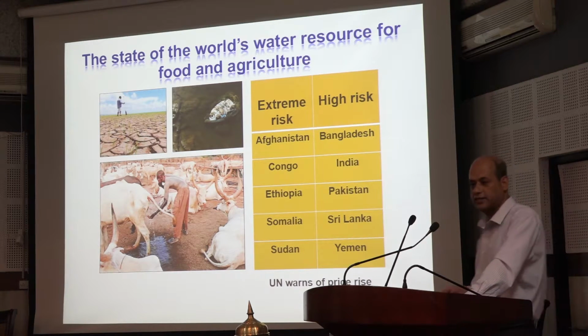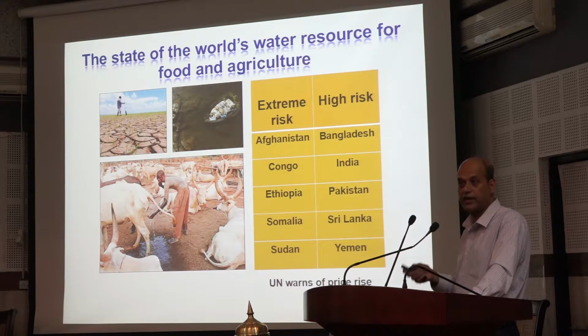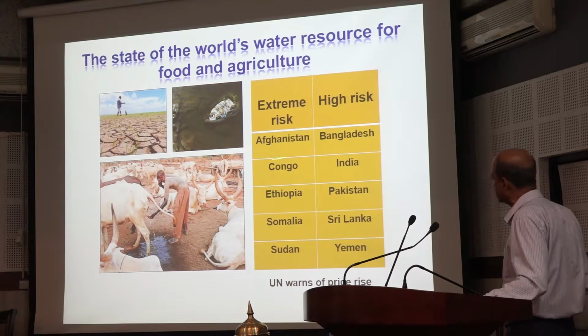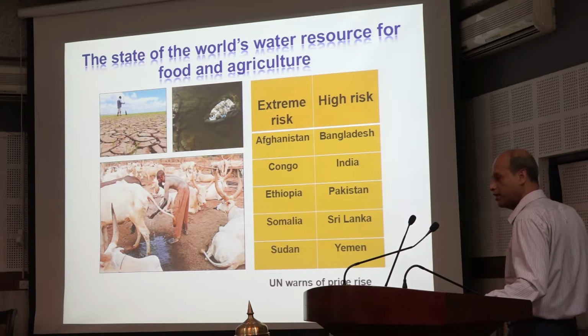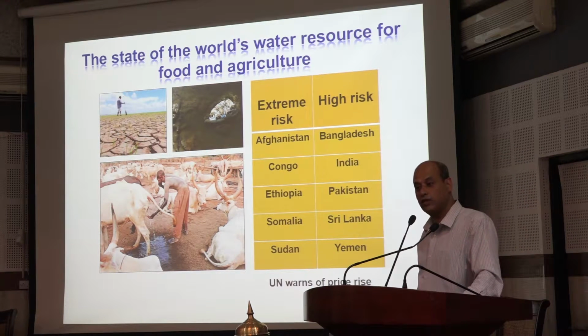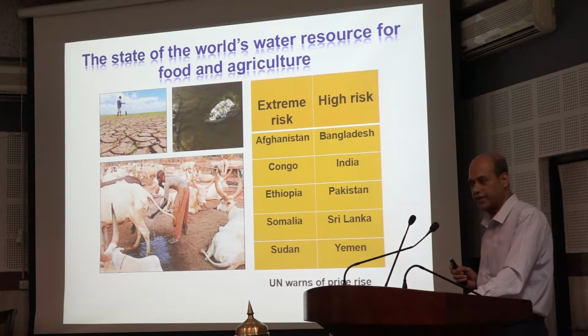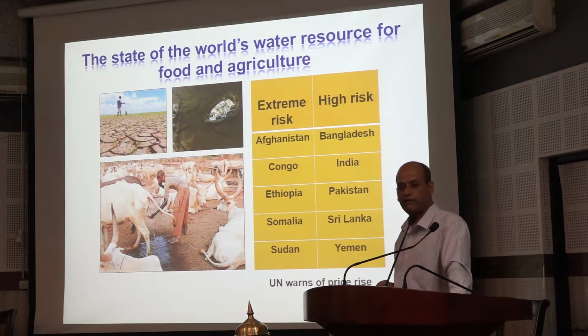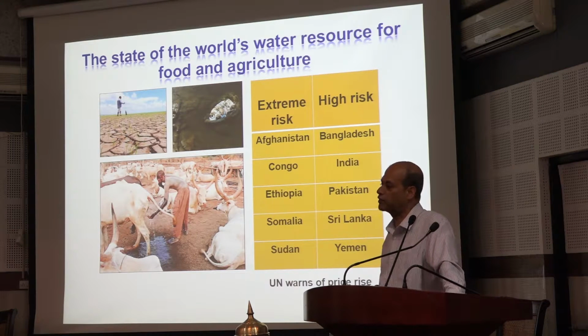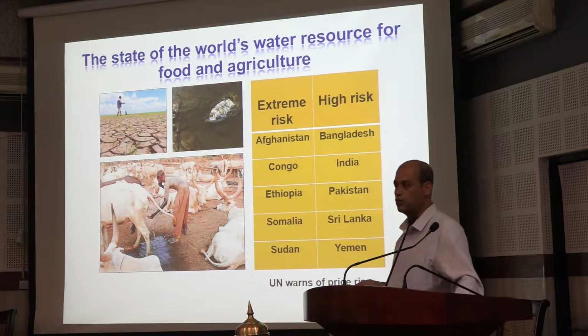They classified several countries into two different groups. One is extreme risk countries, that includes Afghanistan, Congo, Ethiopia, Somalia, Sudan. But if you see here, this is alarming. The entire Southeast Asia is also at high risk. Therefore, all these slides together tell you that water deficit condition or dehydration is a serious threat for mankind throughout the world.